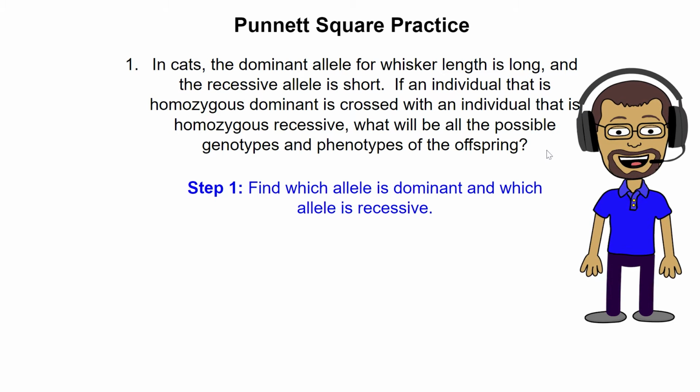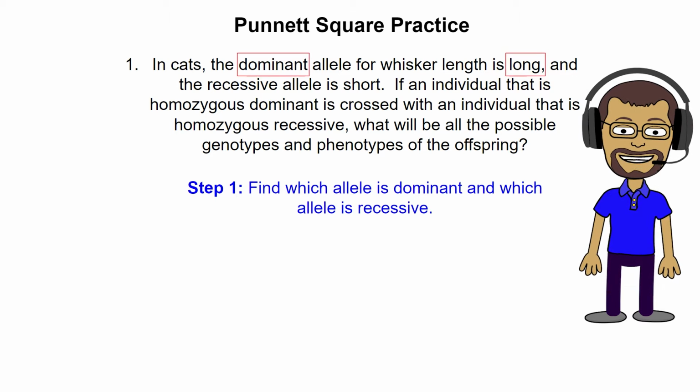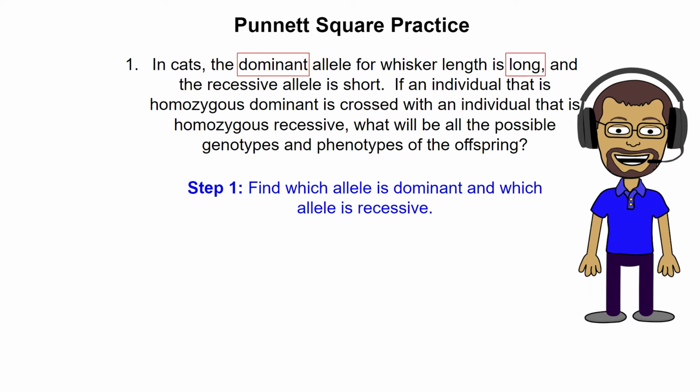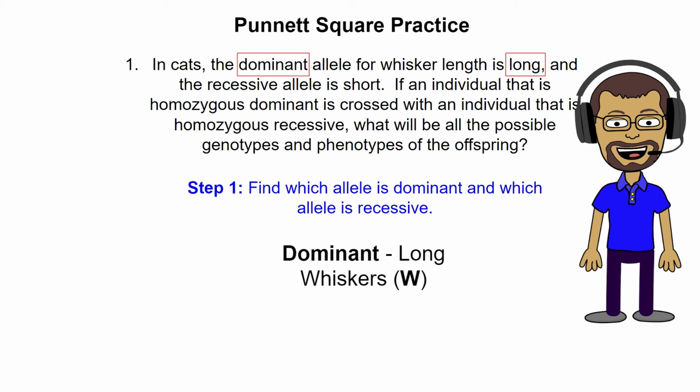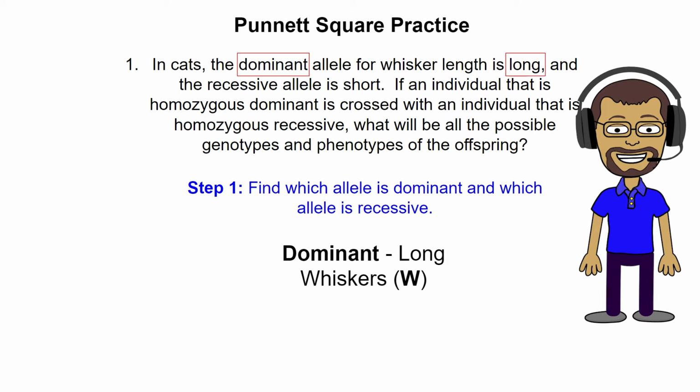Sometimes it will be a little bit harder. It says right in the beginning sentence here, the dominant allele for whisker length is long. So the allele for being long is dominant. We're going to represent that by a capital W, because capital letters are always used to represent dominant alleles. And now what we want to do is find the recessive allele.